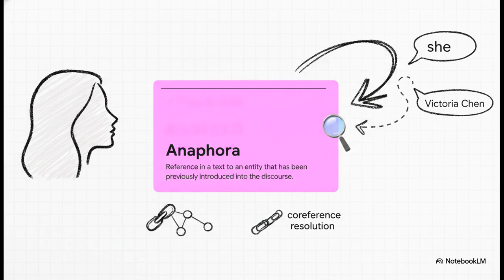Now, linguists actually have a name for this connection. They call it anaphora. You can think of an anaphora as a pointing expression, like a pronoun, that looks back at its original owner, which we call the antecedent. So in our Victoria Chen example, "she" is the anaphor and Victoria Chen is the antecedent. Whenever two expressions refer to the exact same entity, we say they co-refer. The whole shebang of coreference resolution is basically finding all these links and grouping them into organized chains.